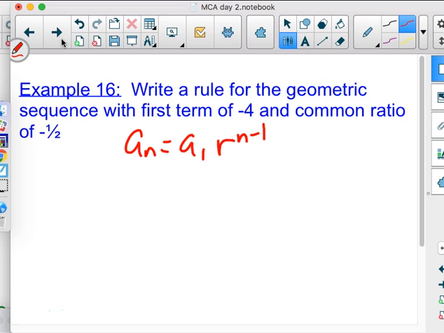So here's what this really says. It says to find any term you want, take the first term times the common ratio, n minus 1 times. Well, they told me what the first term was. That was a -4. And they told me what the common ratio was. That was a -1/2.